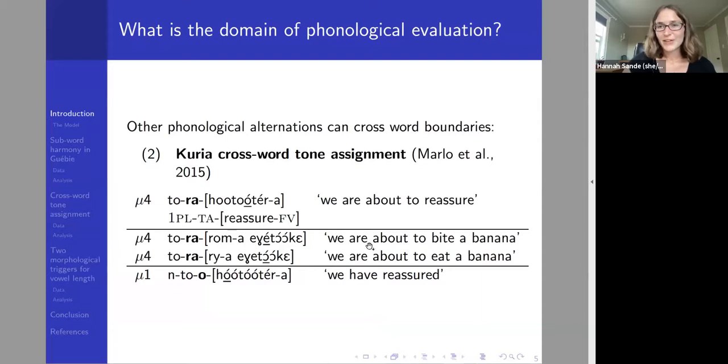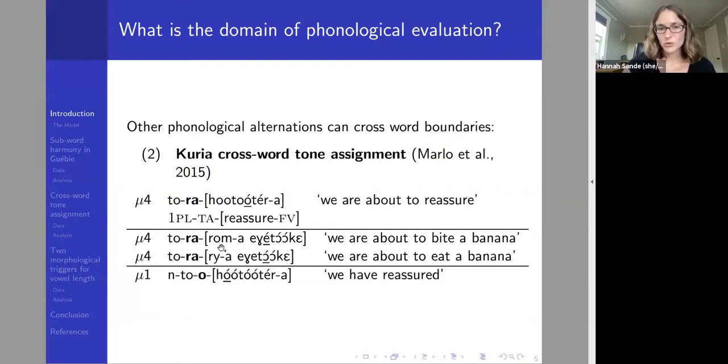And then in other cases, we have phonological alternations that can cross word boundaries. In Kuria, which is a Bantu language, there are tense-aspect prefixes on verbs, and in different tense-aspect contexts, a high tone is assigned to a different mora in the verb stem. The verb stem is in brackets here. In the inceptive tense-aspect, where you have this ra prefix, a high tone is assigned to the fourth mora of the verb stem and then spreads to the penultimate mora of the domain. The spreading is a completely regular process across the language, but the high tone assignment to the fourth mora is specific to this inceptive context.